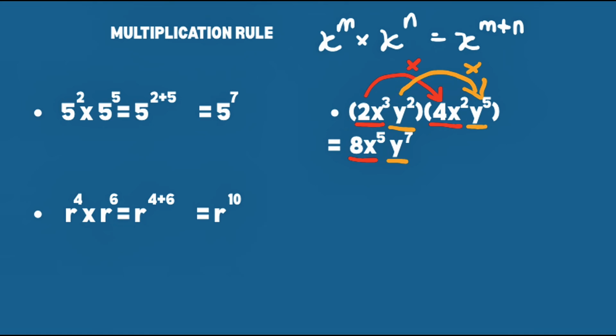Okay, guys, so anyway, same thing with the r. It's just r to the power of 4 times r to the power of 6 is equal to r to the power of 4 plus 6, so it's just r to the power of 10. Now onto the hard one.